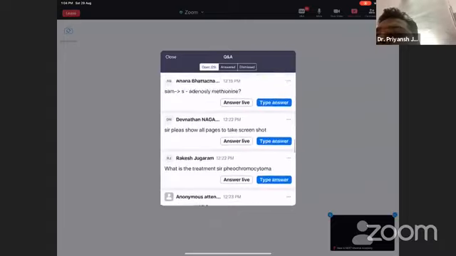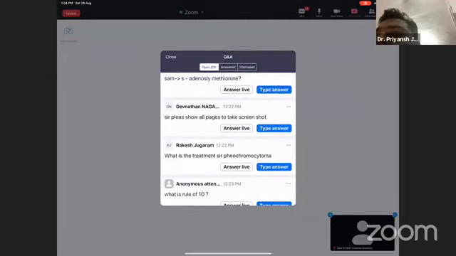Okay, full form of SAM. Someone has written S-adenosyl methionine.